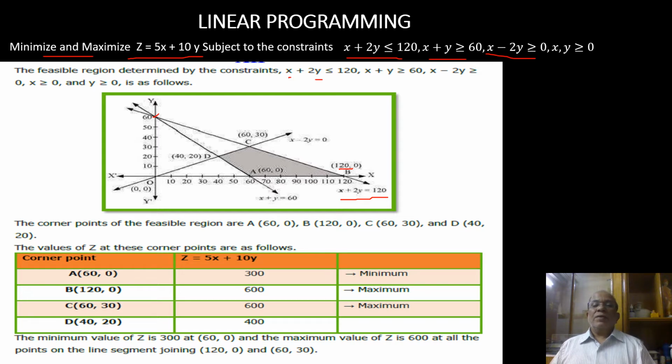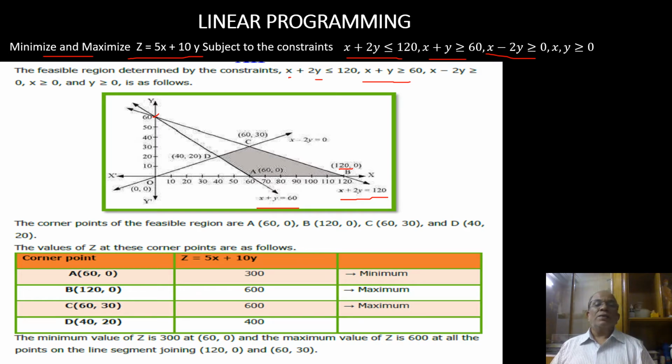Similarly, for the inequality x plus y greater than or equal to 60, we'll draw the line x plus y equal to 60. When x is 0, y is 60, and when y is 0, x is 60. So this is the point 0, 60, and this is the point 60, 0. When we join, we get this line as x plus y equal to 60.